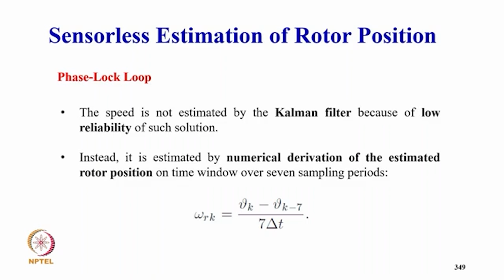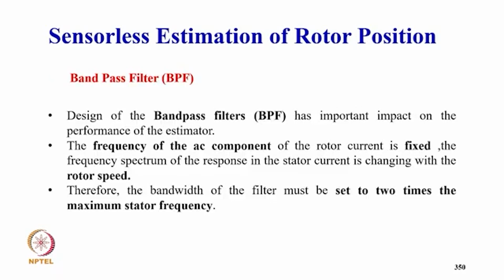And the speed is not estimated by the Kalman filter because of the low reliability of such a solution. Instead, it is estimated by numerical derivation of the estimated rotor position over a 7 sampling period window. So omega_r,k equal to (theta_k minus theta_k-7) divided by 7 delta t. Now coming to the band pass filter. The design of the band pass filter has an important impact on the performance of the estimator.